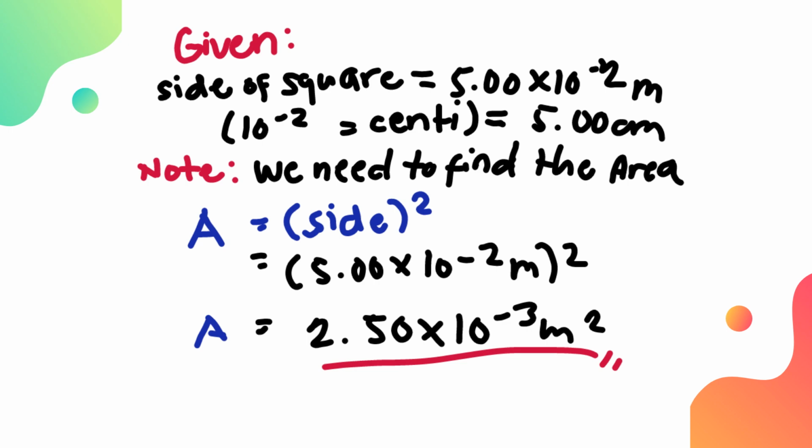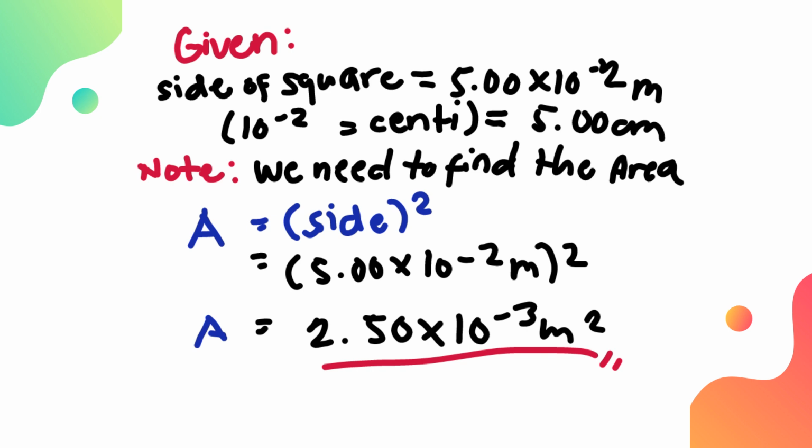So we have here our given. First, let's analyze the problem, and then let's write the given. The given here is that the two square metals, each measuring 5.00 times 10 raised to negative 2 meter on a side, meaning it is the measurement of the side of a square, which is 5.00 times 10 raised to negative 2 meter.